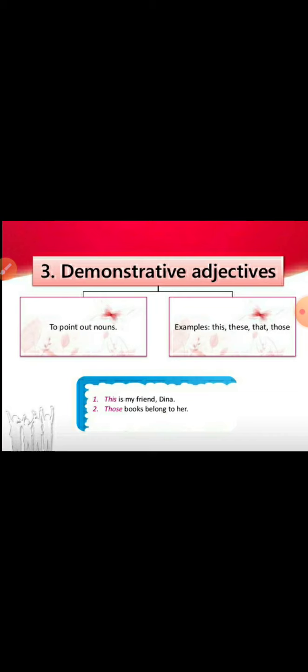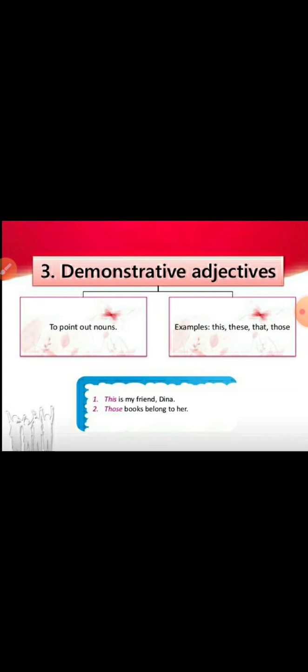The next type of adjective is demonstrative adjective. So what is this demonstrative adjective? Demonstrative adjectives are those adjectives or those words which point out which person or things are meant. ये हमें बताते हैं हम किस इंसान या किस चीज़ की बात कर रहे हैं. You know, these are used to point out nouns or pronouns.